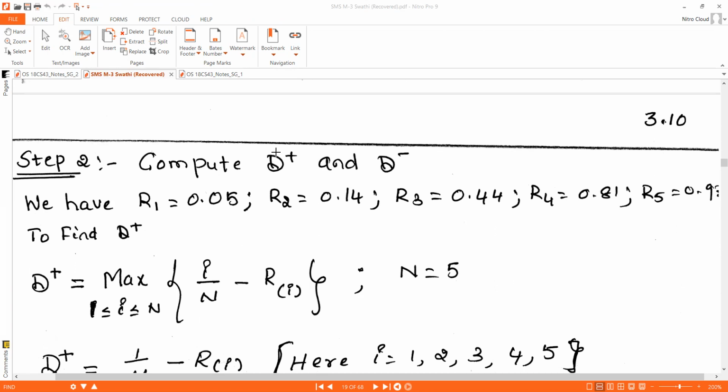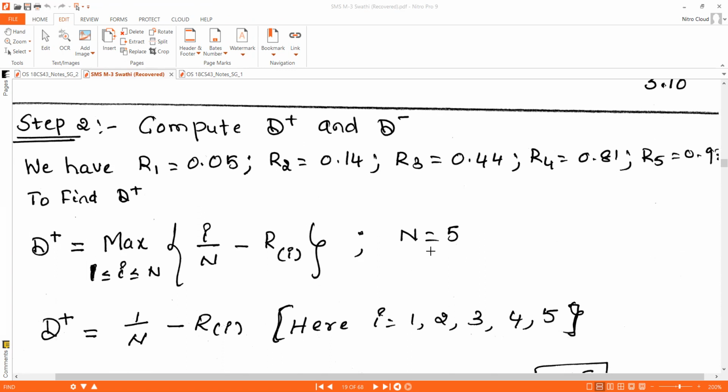Okay, and to compute D plus, what is the formula? That is, max over 1 less than or equal to i less than or equal to N of i by N minus Ri. This is the formula to find the D plus value, where we have N value as 5.